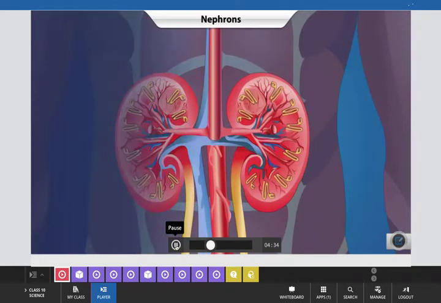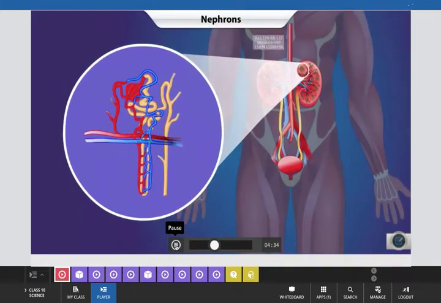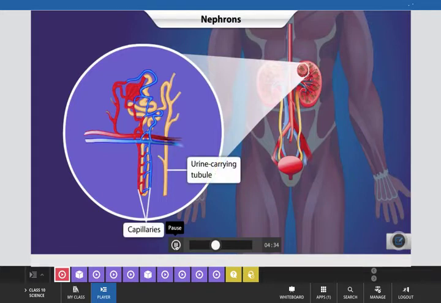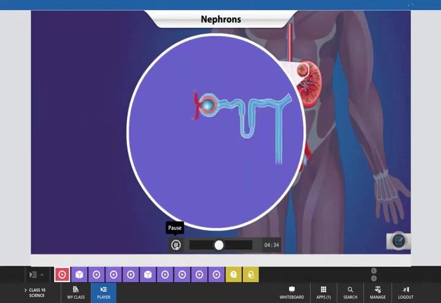The actual filtering of blood occurs in tiny tubules inside the kidneys called nephrons. Kidneys have about 1 million nephrons. In the nephron, tiny capillaries intertwine with tiny urine-carrying tubules. The nephrons filter wastes in stages. These are ultrafiltration, reabsorption, and secretion. Let's take a closer look at these stages.